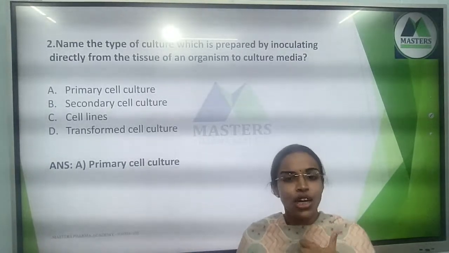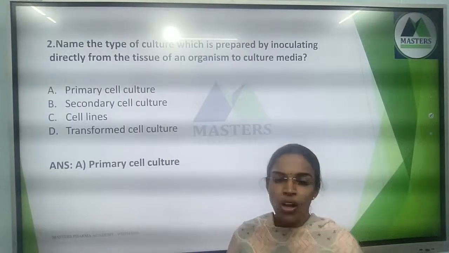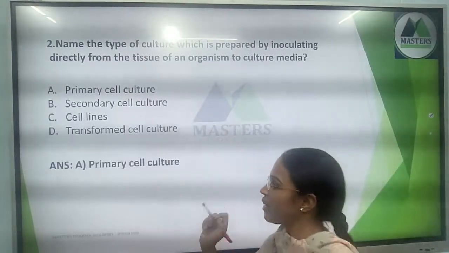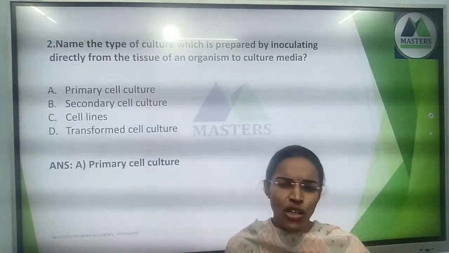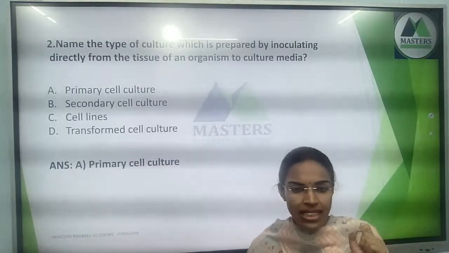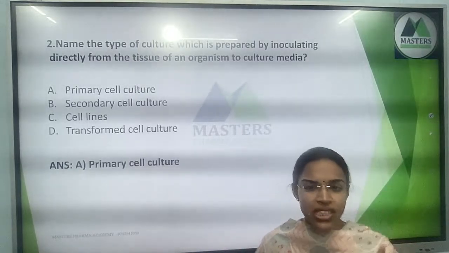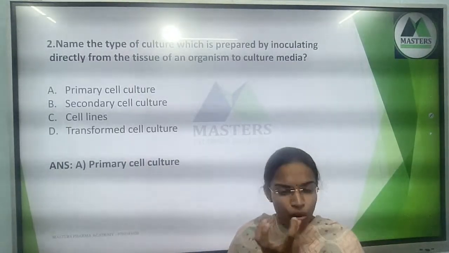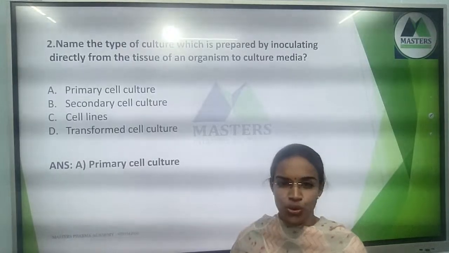Cell lines are homogeneous cultures. All the remaining primary, secondary and transformed cell cultures are heterogeneous cultures. But cell lines are homogeneous cultures which contain only a single type of cells or a single type of tissue.